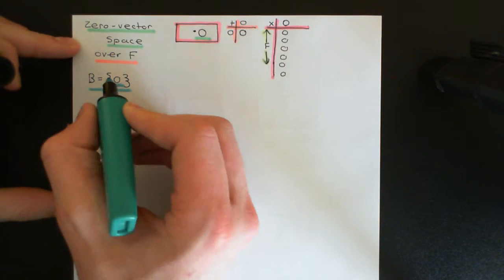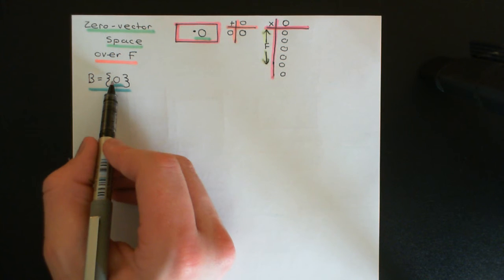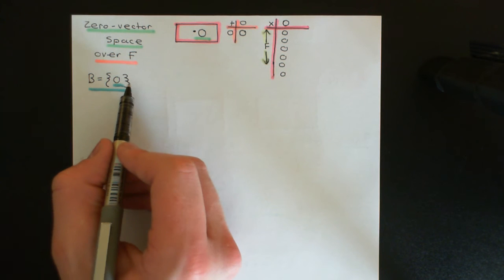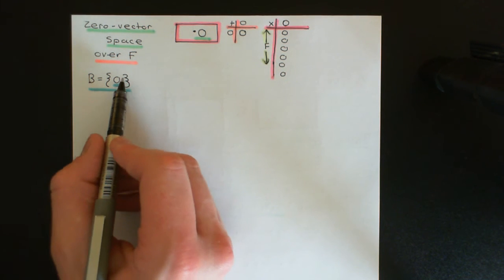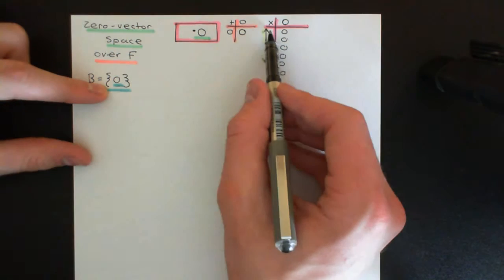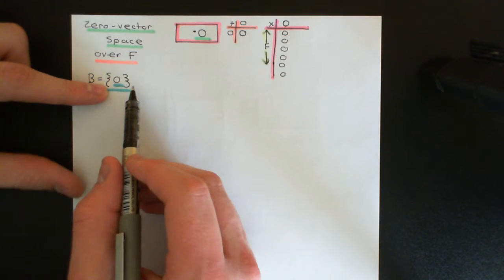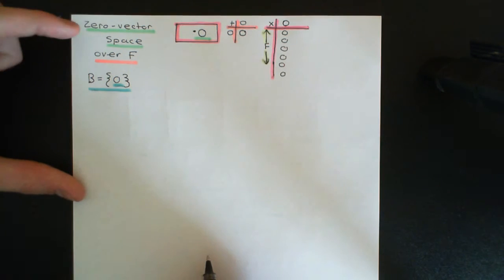Well, it satisfies the first condition. It does indeed span the entire vector space. If I take every linear combination of this vector here, I will indeed get the entire vector space back again. So I will take the 0 vector, multiply it by all elements of the field, I'll get lots of copies of the 0 vector, and that will obviously generate me the entire vector space back again.